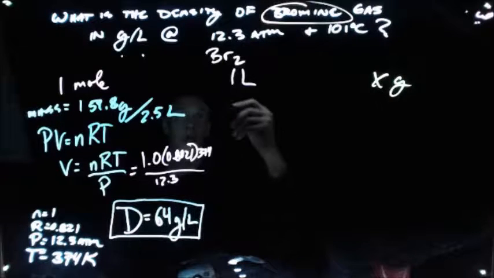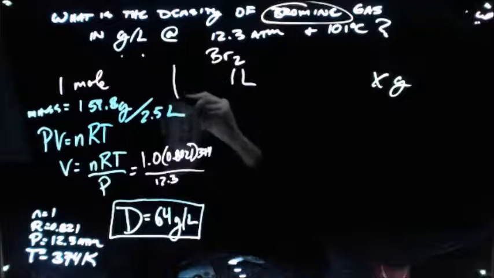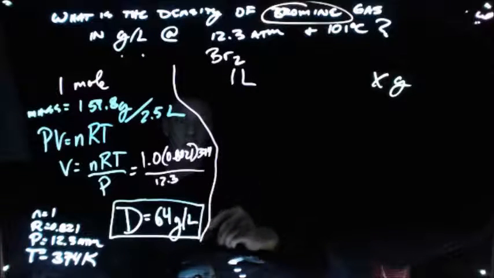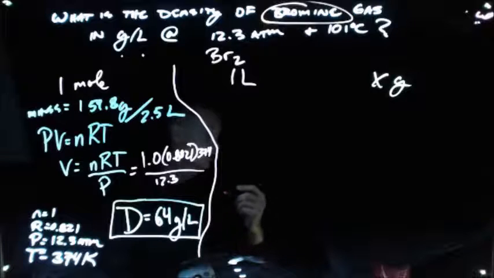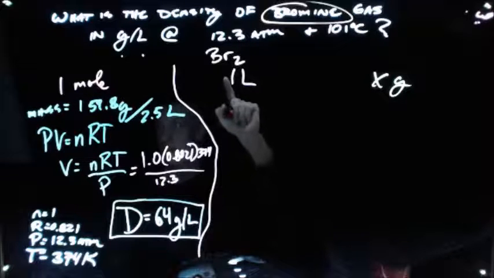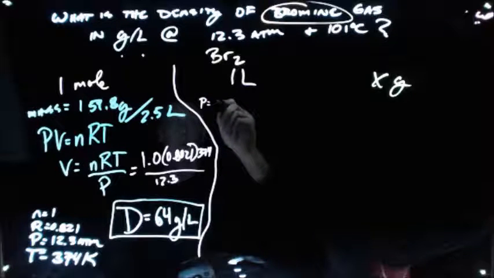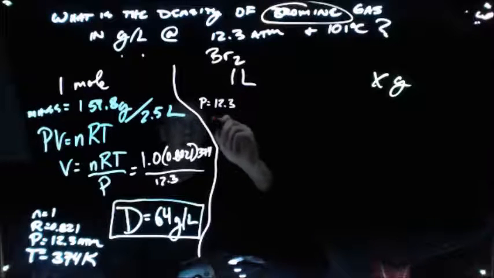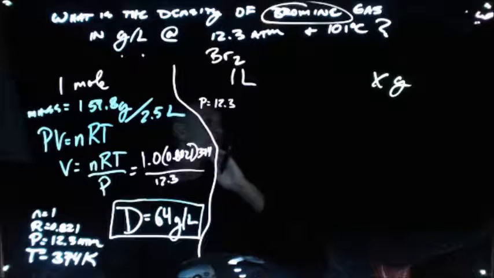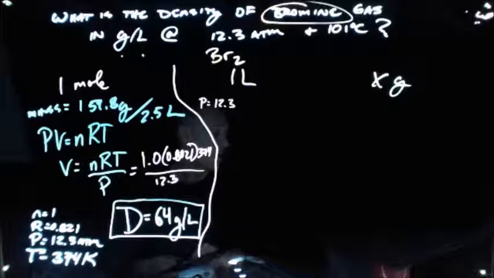The next way we could do it is sort of like that last one, but backwards. We're going to start with the liters. Pressure is going to be the same thing, 12.3.